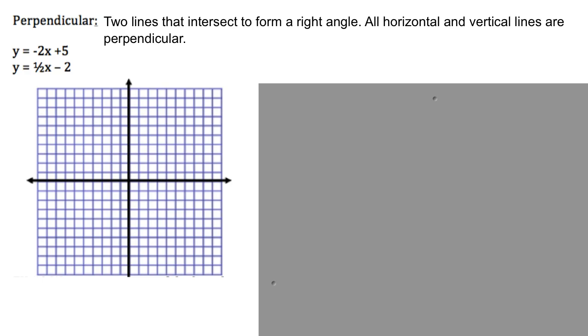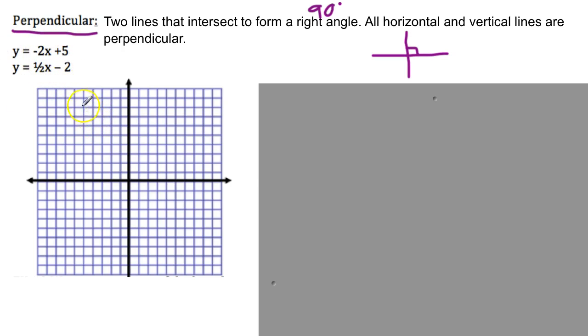Alright, so we talked about parallel. Now we're talking about perpendicular. This word perpendicular means two lines that intersect to form a right angle, a right angle that is also 90 degrees. All horizontal and vertical lines are perpendicular. Horizontal means a line like that, vertical means like that. So lines that cross or intersect and form a 90-degree angle are perpendicular.